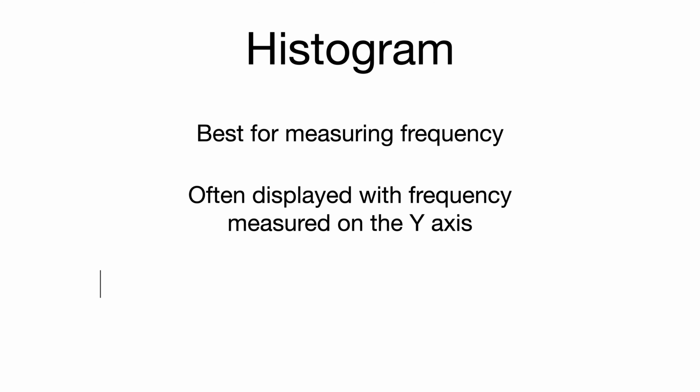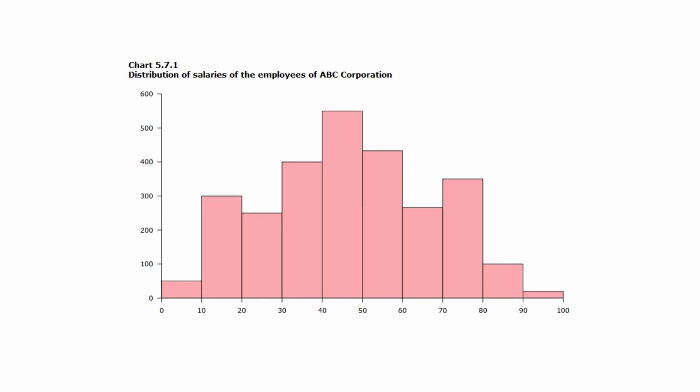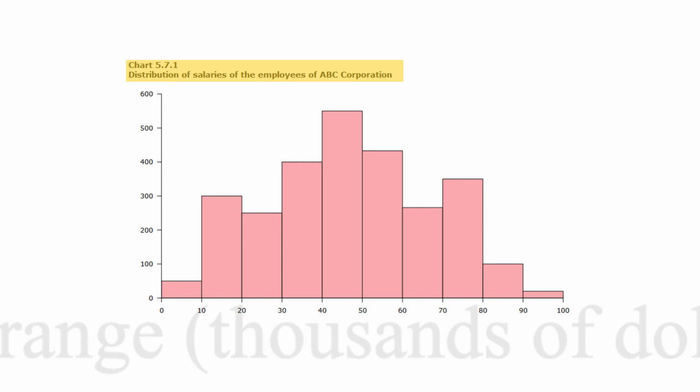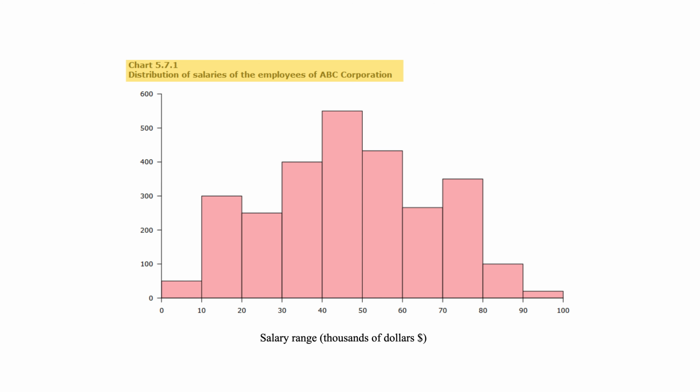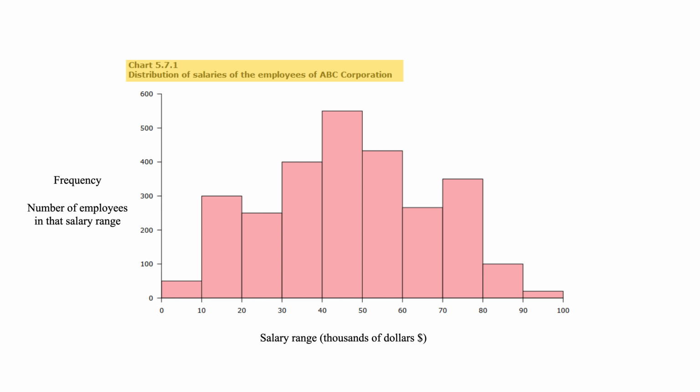And histograms are often the step before you create a standard normal distribution. So let's take a look at a histogram example. In this one, it's looking at the distribution of salaries of the employees of the ABC Corporation. You have the salary range in thousands of dollars on the bottom, and then you have the frequency, or the number of employees in that salary range, on the y-axis.